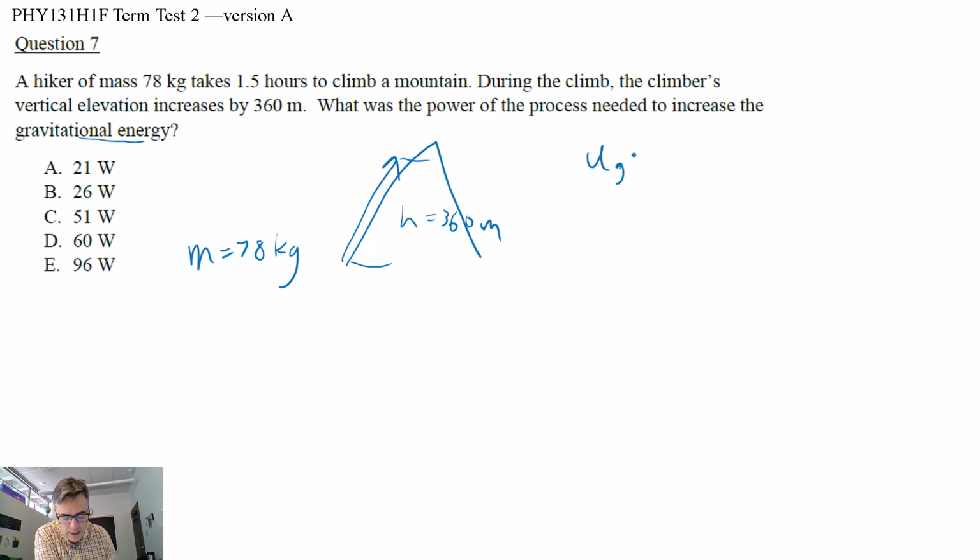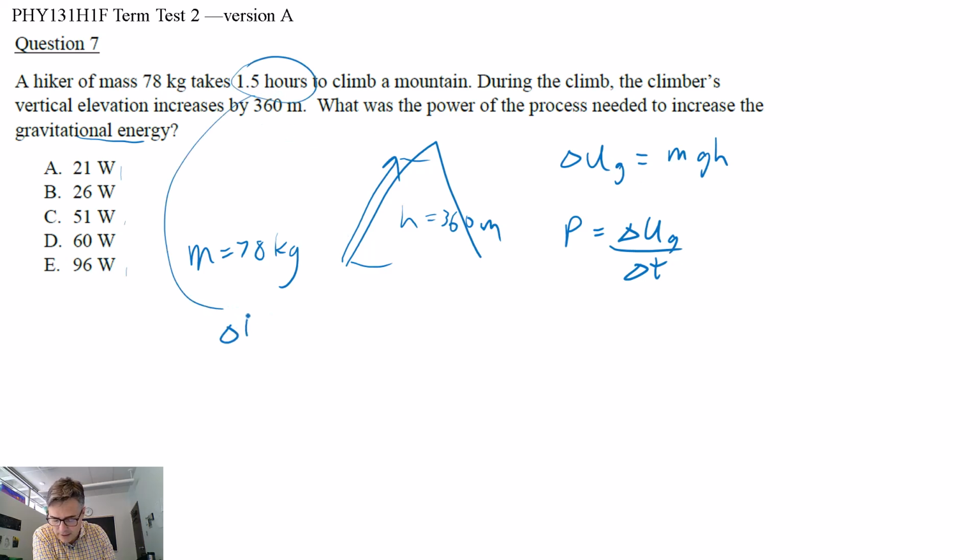So the change in gravitational energy is going to be m times g times h, and then the power is going to be the change in potential energy divided by the change in time. These are all in watts, the W stands for watts. So we're going to need to convert this 1.5 hours into seconds. So delta T is equal to 1.5 hours.